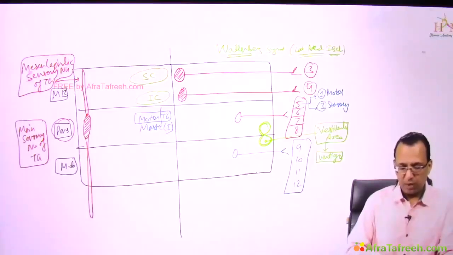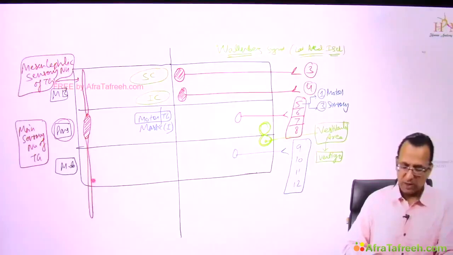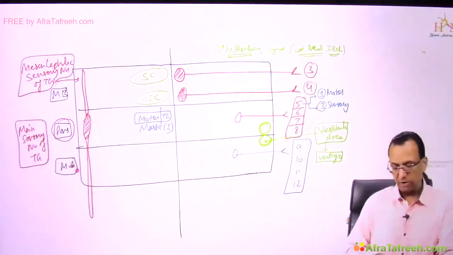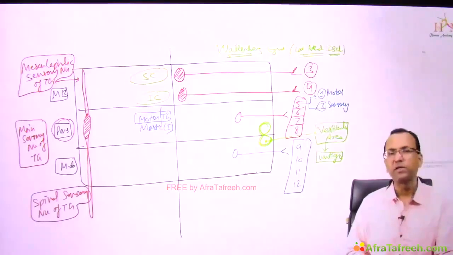And what about the one which is going to enter the spinal cord? The one which is going to enter the spinal cord is passing the lateral medulla. And after passing the lateral medulla oblongata, it is entering the spinal cord, hence called the spinal sensory nucleus of trigeminal. Now, it is passing the lateral medulla. What is the function?